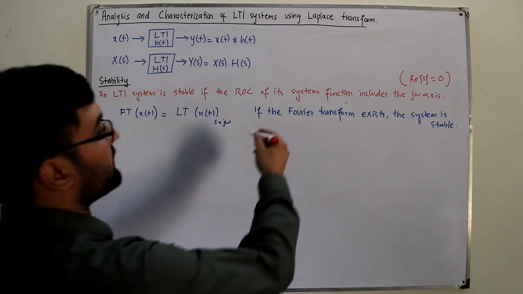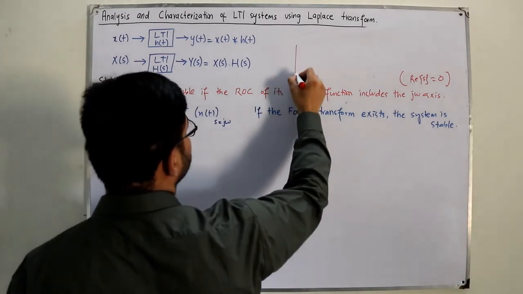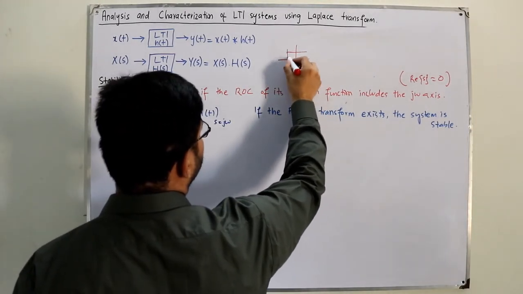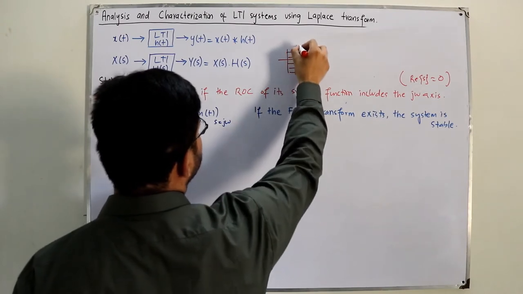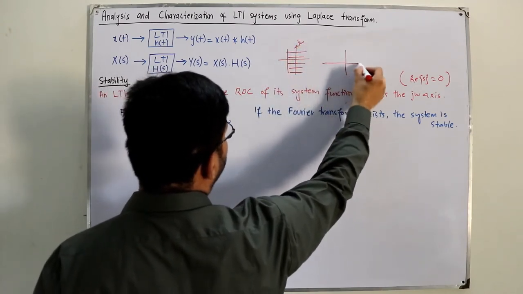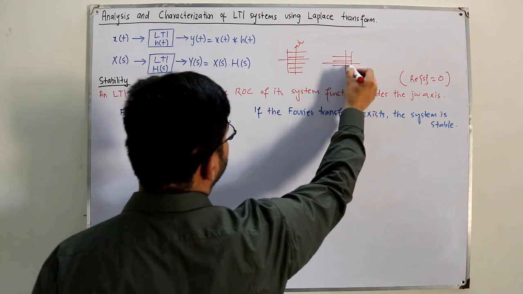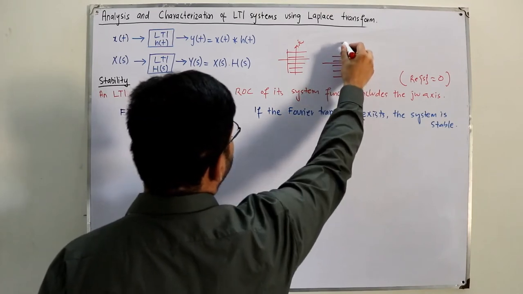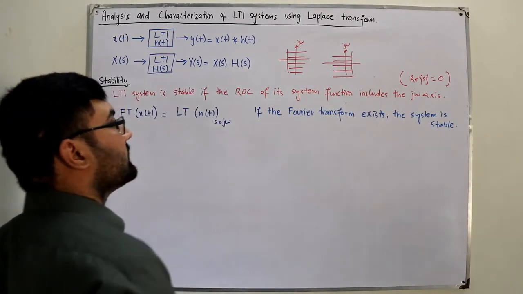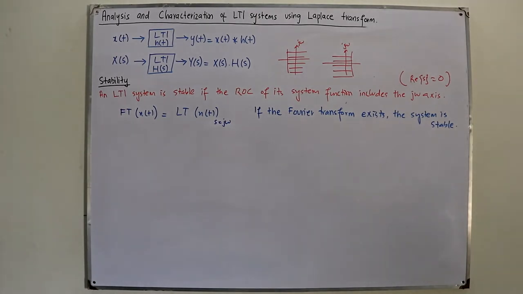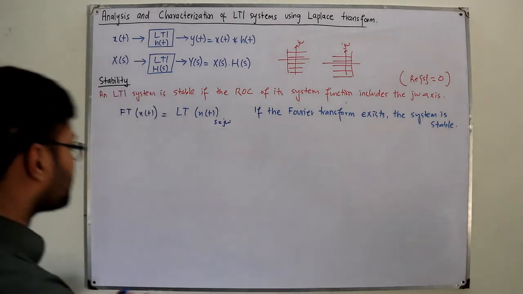What do I mean by including the j omega axis? If this is the ROC, this is the j omega axis, right? If this is the ROC, so let's continue the discussion.